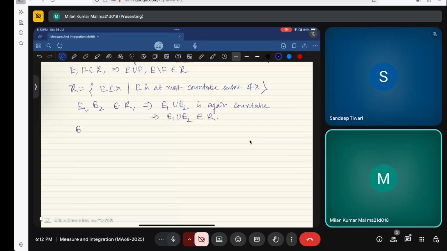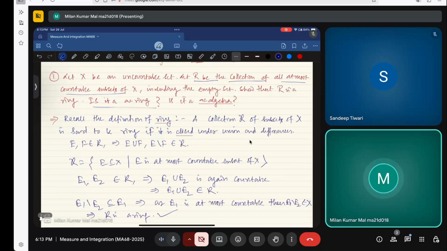Second, similarly, E1 minus E2 will be again countable, because it is a subset of E1, and E1 is at most countable. So E1 minus E2 is in R. That implies that R is a ring. First condition closed.